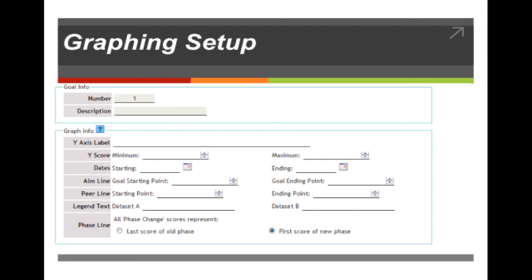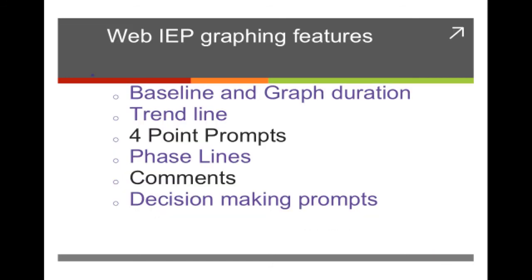This screen collects information which determines how the graph is generated and what is included on the graph. All items on the graph setup area above goal results are required, with the exception of pure line values. The Web IEP graphing features include the graph baseline and duration, which can reflect dates used to collect baseline information and extends the duration of the graph to 395 days in total.